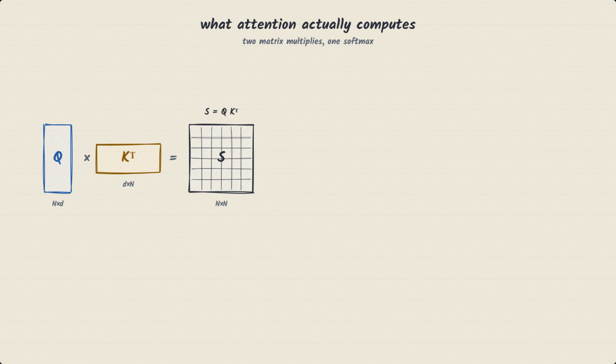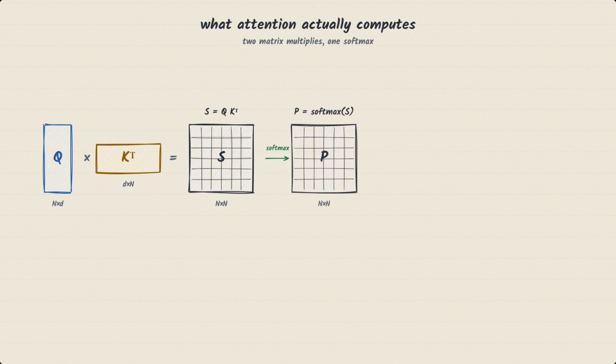In practice, you also scale it by 1 over root d to keep the numbers tame. Softmax each row of S, turning those scores into a probability distribution, the weights P. Then multiply P by V to blend the values into the output O, again n by d. 2 matrix multiplies with a softmax in the middle. That is all attention is. And the entire performance story lives in that one object in the center, the n by n grid.